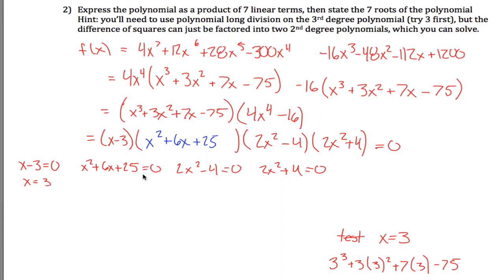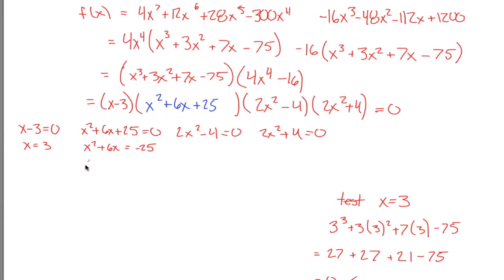This one's a little bit harder. A couple different ways you can do it. One way would be by completing the square. Complete the square, you subtract 25 from both sides, then add 9 to both sides. The reason you added 9 is because half of 6 is 3, and 3 squared is 9. Negative 25 plus 9 is negative 16.